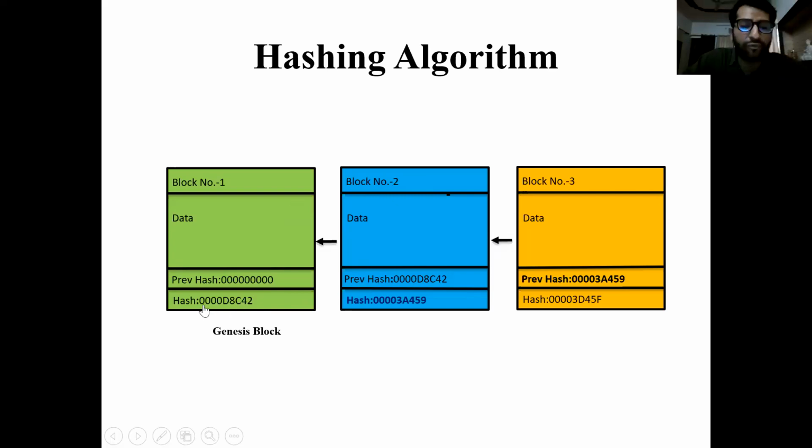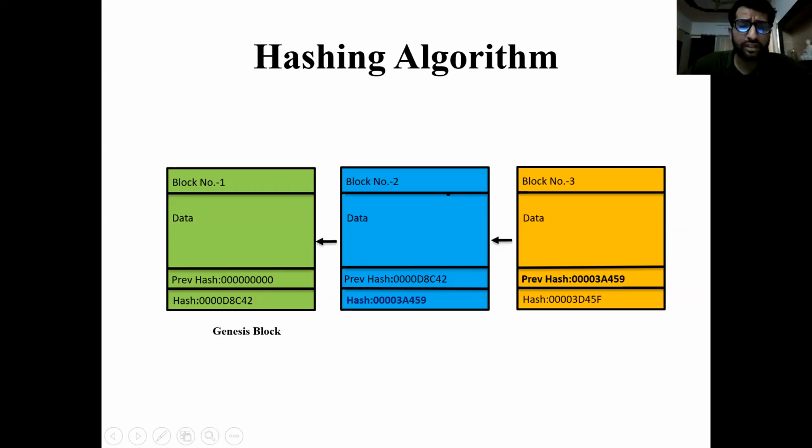Let's say the hash of the first block is 4 times 0 D8C42. If you see the previous hash of block number 2, it will be the same as the hash of block number 1. So this way, you get the previous hash of the second one. The hash of the second one will be the previous hash of the third one. Is that clear? In our blockchain, all the blocks are interconnected with these hashes. And for the first block, the previous hash will always be multiple 0s, right? That is why it is called the Genesis block.